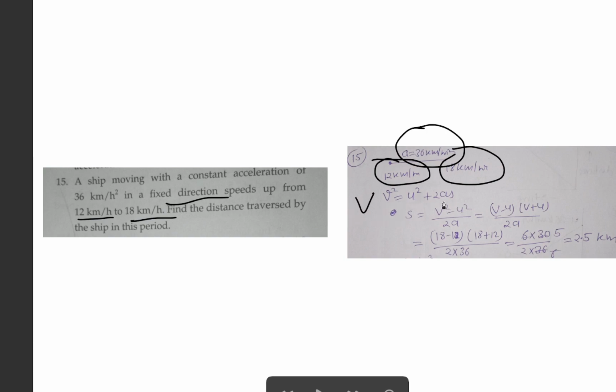v square is equal to u square plus 2as, and we calculate the distance: v square minus u square divided by 2a. We put all the numbers. Basically it is very easy when we use the a square minus b square formula, so the calculation will be easy: 18 square minus 12 square, 18 minus 12 times 18 plus 12, and when we solve we get 2.5 kilometer.